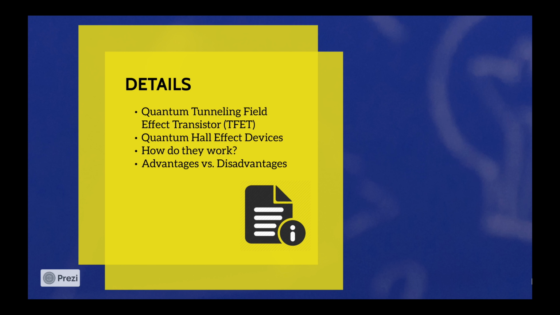I already talked about several areas that can use quantum technology. But more specifically, I would like to talk about the quantum tunneling field effect transistor and the quantum Hall device. It might sound weird or unfamiliar to you. However, these are not new devices, but original devices to which quantum technologies were applied. So from now on, I would like to explain how they work, what their purpose is, and what some advantages and disadvantages of them are.